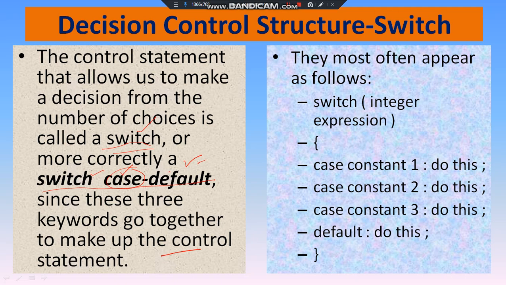Here, how the implementation should happen is, we will start with switch integer expression. Some integer value will be given here. Along with integer values, we can sometimes take character values, so you can implement the program by giving an integer value or character value as a choice here. This is called the choice. What is your choice? That choice is going to be the integer expression.